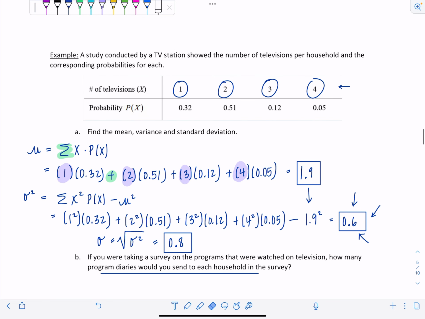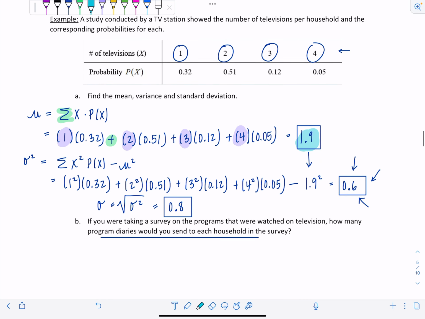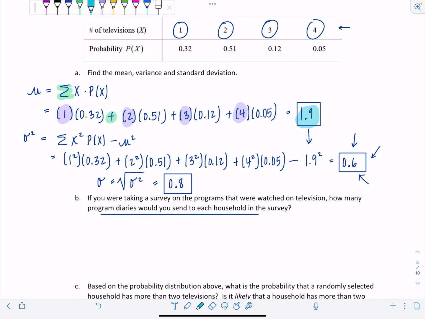So what's the expectation? What was the mean number of televisions in a home? Well, we computed mu and it was 1.9. So it looks like if we send 2 program diaries to everybody, that should do the job, right? So 2 because mu was 1.9. I mean, there's a nice chunk of people who have more TVs than that, so 2 wouldn't cut it. So I don't know how tight of a budget you have. I really need more information, but based on what they gave me, I'd say 2.